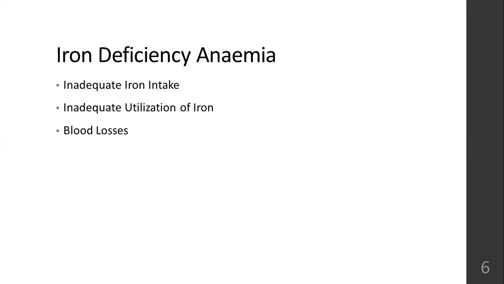Then blood losses. It could be due to an accident, or due to some internal diseases which cause internal blood loss, like bleeding peptic ulcers, cancers, too much blood donation, accidents, worm infestations, heavy bleeding during periods. All this leads to a lot of blood being lost, and that could also lead to anemia.